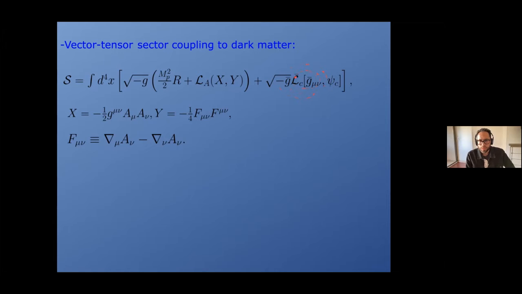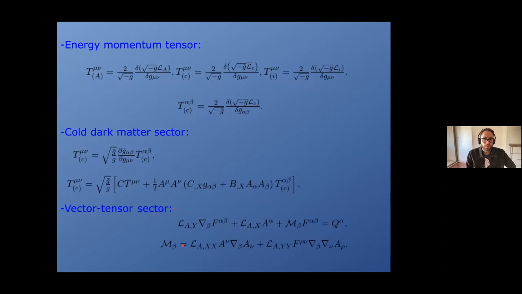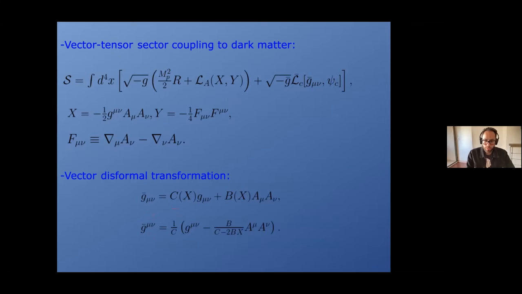But I imagine that the matter sector of my theory lives on a different metric, g-bar. That metric is related to the original metric in this way, which is just a vector disformal transformation. You can see it depends only on the vector field, and it doesn't contain information on the derivative of the vector field. Then you can also compute the inverse metric, and of course you have to take care about this function, and also respect the causal structure of the spacetime with this metric. Okay, so we define the energy-momentum tensor for each fluid.